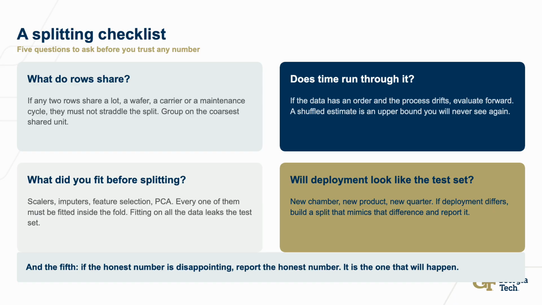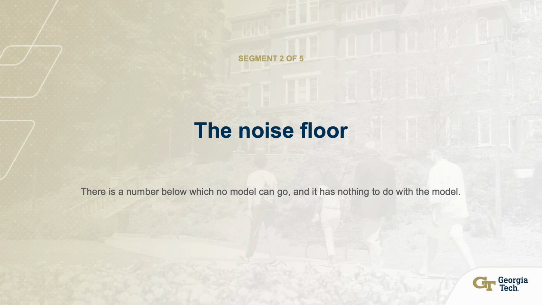And if the honest answer is disappointing, report the honest number. It is the one that is going to happen. Reporting it early is the cheapest possible time to find out. Reporting the optimistic number buys you a few good weeks and then a much worse conversation at a point when people have committed budget. Segment 2, the noise floor.